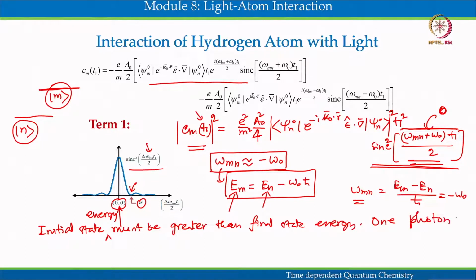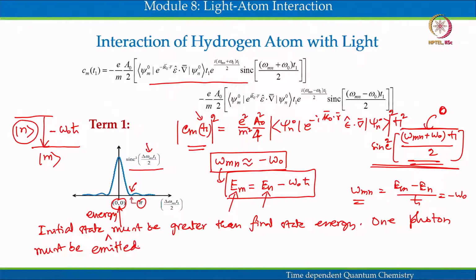So I have a situation where the initial state energy is greater than the final state energy, and the atom will be making this transition. If the atom is making this transition, then one photon has to be emitted, that is omega naught h cut. One photon must be emitted. This process is called stimulated emission.